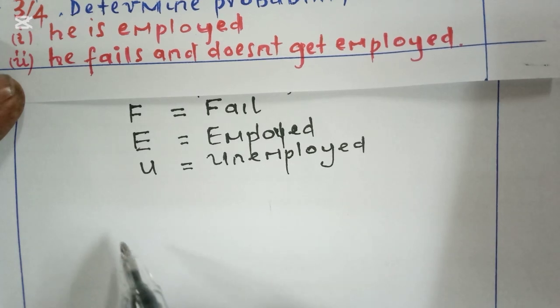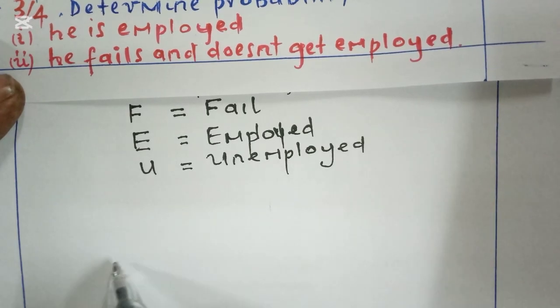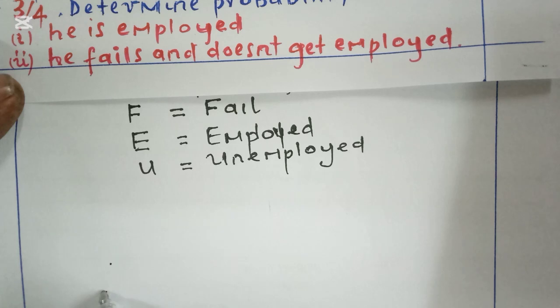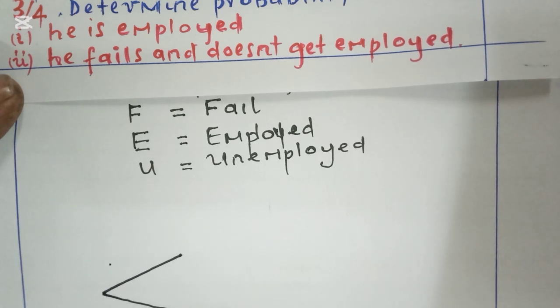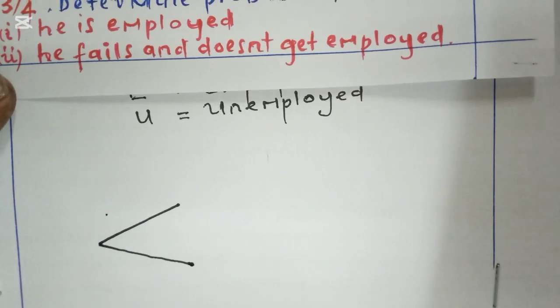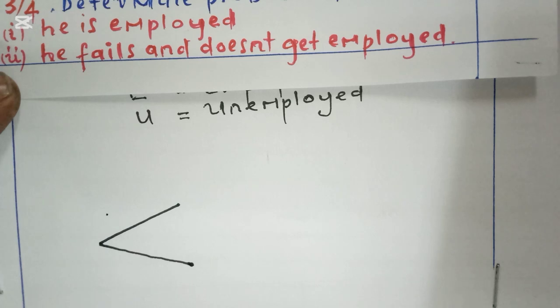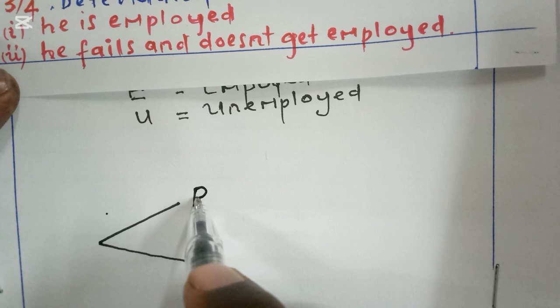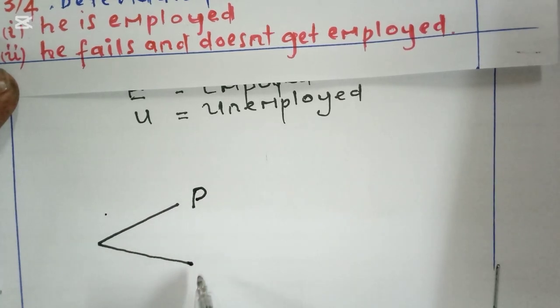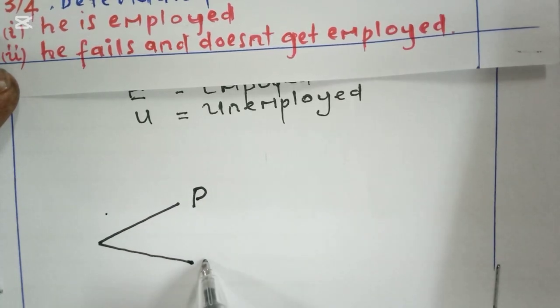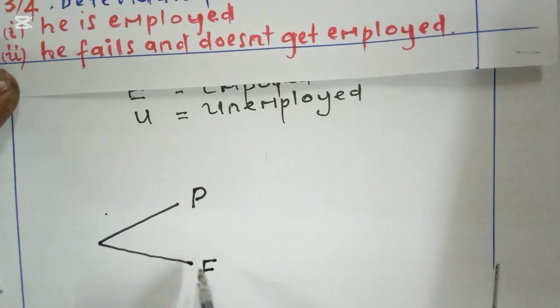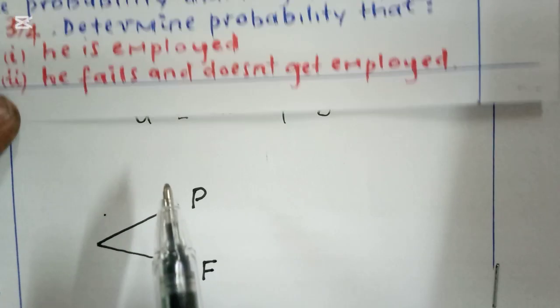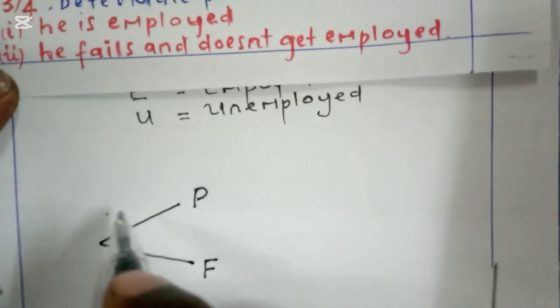So guys, we are going to use what we call a tree diagram, and the tree diagram is drawn like this, like that. So the first probability is the probability to pass exams, so I'll write P there, and then I'll write F here to represent failure. So the probability that he passes the exams is actually 4 over 5.